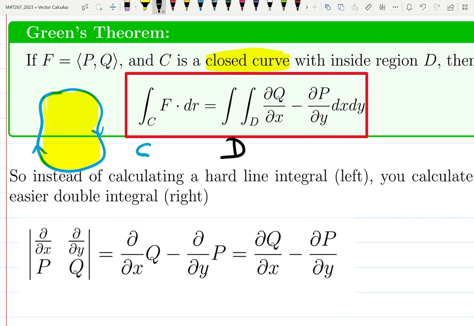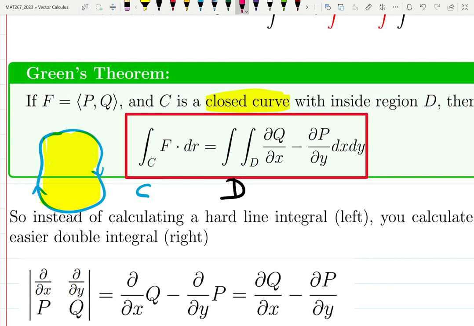And you take the second component, Q is the second component. Differentiate with respect to the first variable, minus take the first component, differentiate with respect to the second variable. Line integrals can be hard, so that's your homework right now. So this is an easier way, a very known way to do it. We're going into an easier double integral.